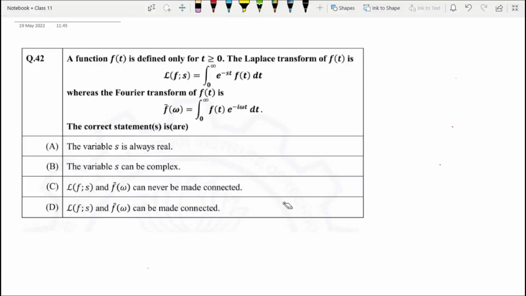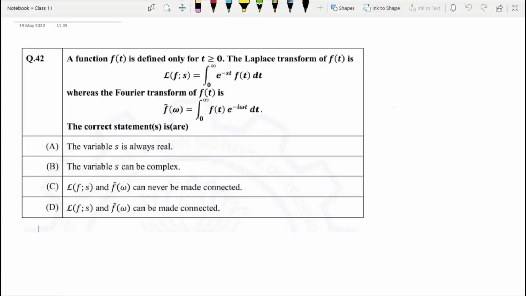A function f of t is defined only for t greater than or equal to 0. The Laplace transform of f of t is integral 0 to infinity e power minus st f of t dt, whereas the Fourier transform of f of t is integral 0 to infinity f of t e power minus i omega t dt. The correct statements are: A. The variable s is always real. B. The variable s can be complex. C. Fourier and Laplace transformation can never be connected. Option D. Laplace and Fourier transformation can be made connected.